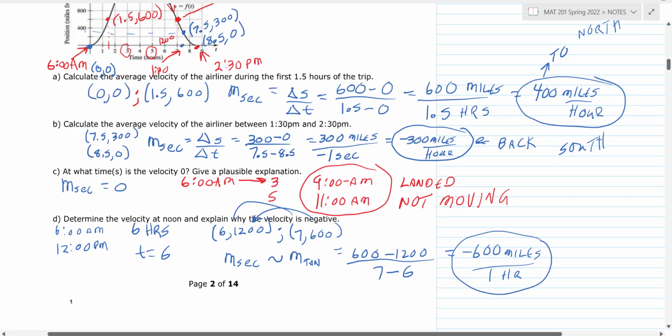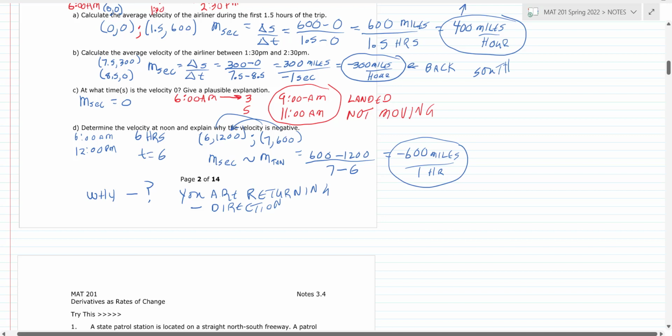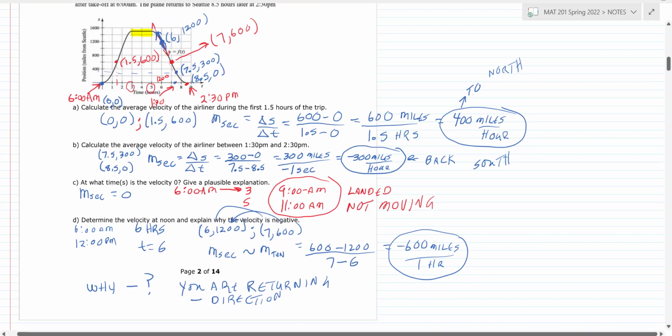So why is it negative? The reason it's negative is because you are returning to the airport. It's a return trip, so your direction changes. You're going in a negative direction. That's the idea. So that's a good problem to help students make sense of a graph of displacement, with something you can relate to, like an airport and a trip like that.